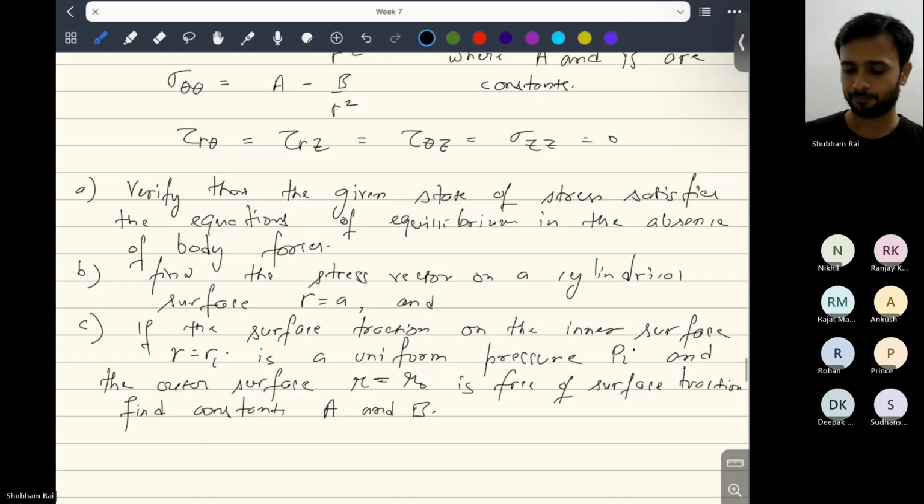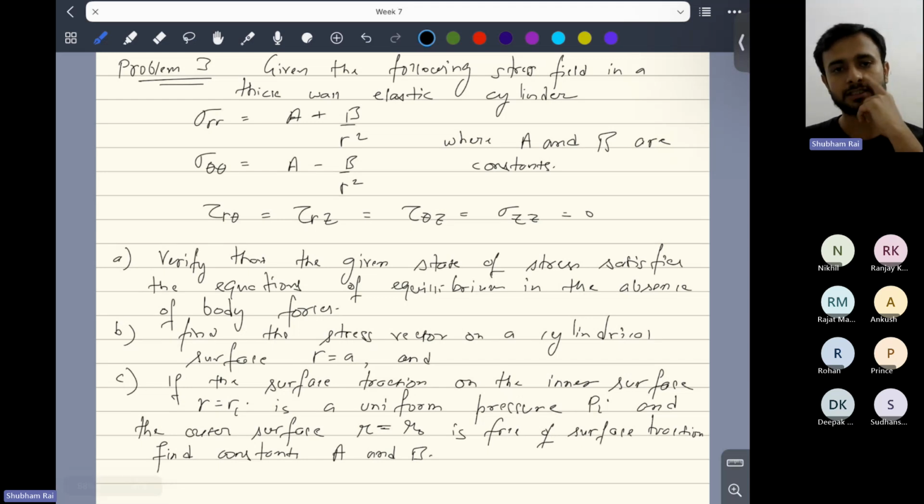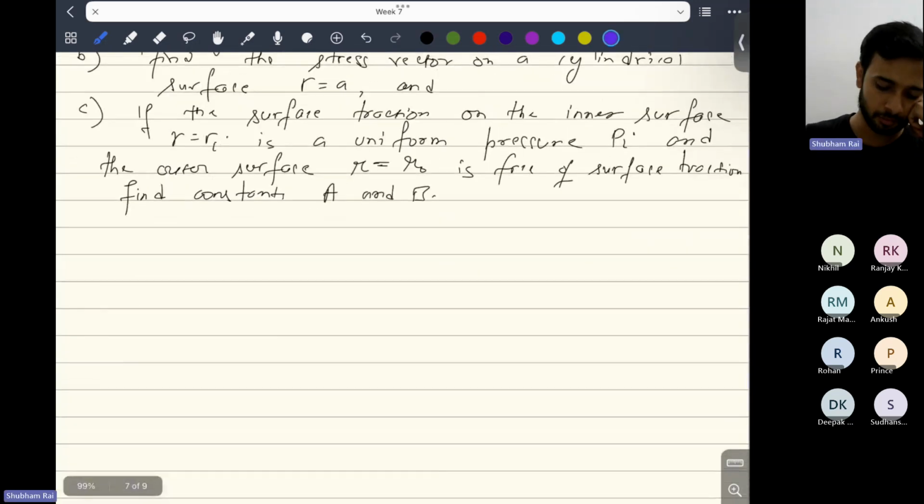So, given the following stress field in a thick wall elastic cylinder, we verify firstly that it satisfies stress equilibrium equations. Secondly, you have to find the stress vector on a cylindrical surface with radius r is equal to a. And the third part, if the surface traction on the inner surface whose radius is r is equal to ri is the uniform pressure pi, and the outer surface r is equal to r naught is free of traction, we have to find the value of constants a and b. And this third part is like boundary conditions. So let me do the solutions.